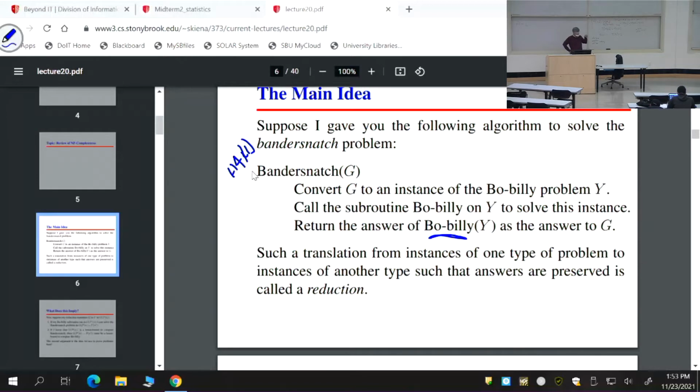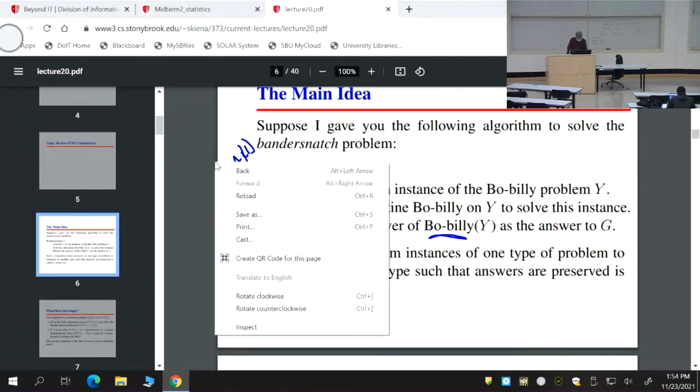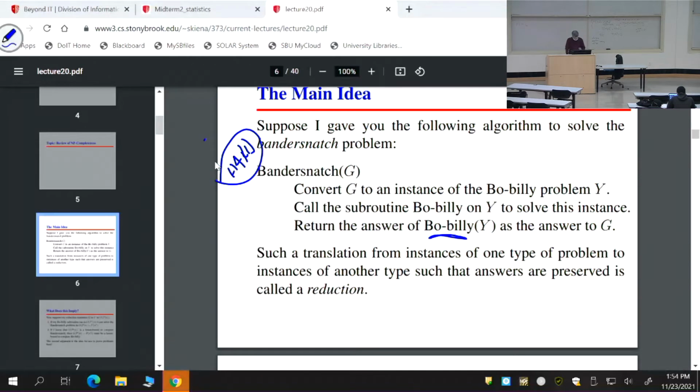Any questions about that reasoning? That is the key reasoning of what we're going to be doing for the rest of the semester. If we have a problem that we know is hard, and we show that we could solve it quickly if there was a fast algorithm for some other problem, then that means there can't be a fast algorithm for that other problem. That is the reasoning that we are using. Any questions about this? How many people get this reasoning?